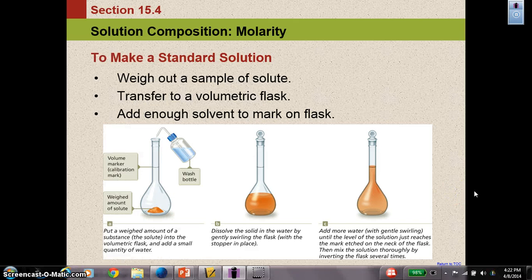That's going to be one of the things that you do when we get ready to do titrations, is you're going to mix up your standard solutions, and then I'll give you unknown solutions to work with.